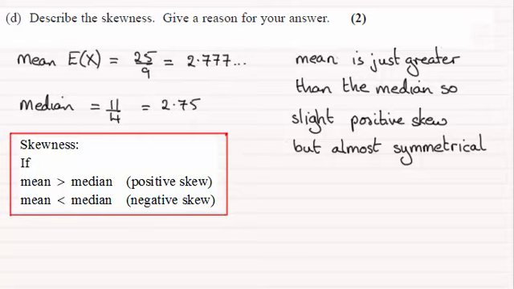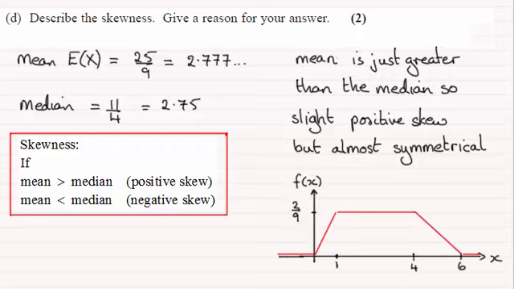Not that you have to, but I've also just sketched the probability density graph for you again. We've seen it in the previous parts of the question, and you can see that there is some positive skew here, but you could argue that it is almost symmetrical. You can see that the width here is 2 units compared to the width here of just 1 unit.